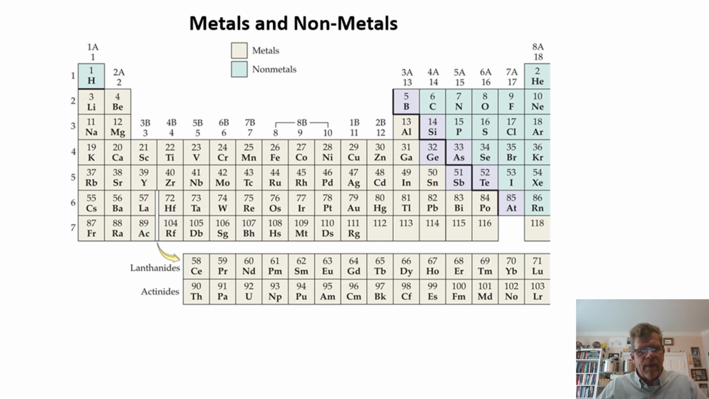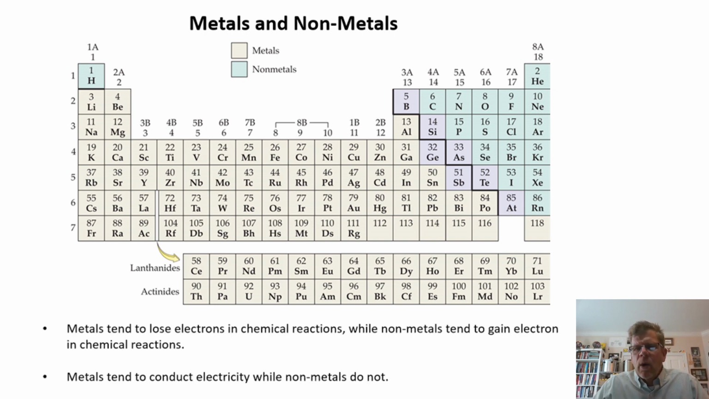So what is it really that separates metals from nonmetals? How can we discern them from one another? Well, there are two ways. One is more chemistry based and one is more colloquially based. The first is that one of the differences is that metals tend to lose electrons in chemical reactions, while nonmetals tend to gain electrons in chemical reactions.